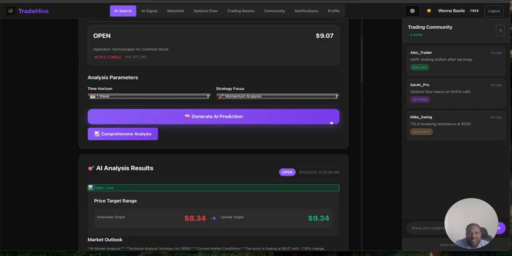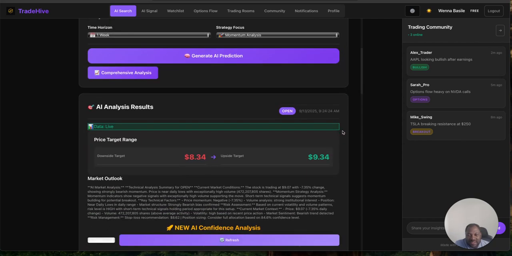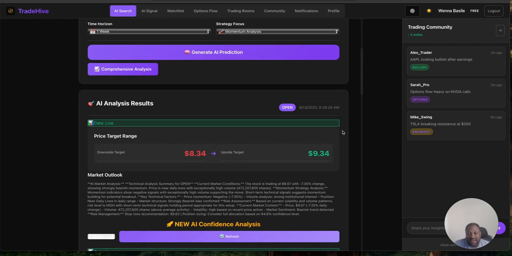So this stock dropped yesterday to 907, which was a drastic drop. I currently have an option on that stock to be bullish. So that drop kind of impacted me a little bit. But yeah, so the lowest this stock can go.